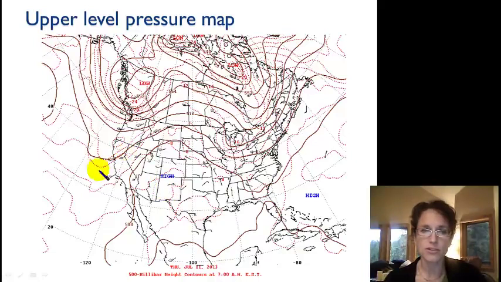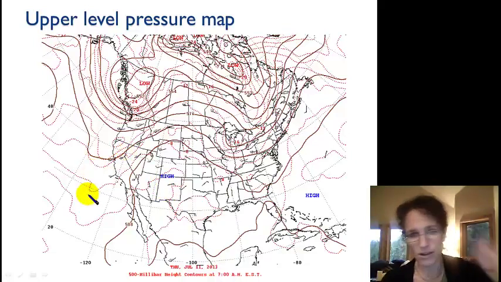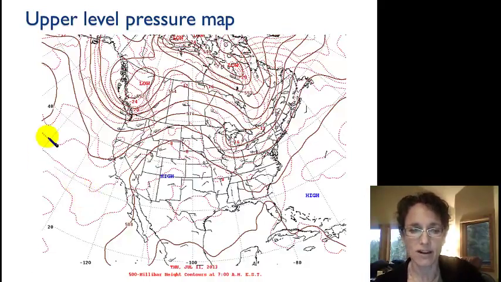So I hope that helps you understand the isobar lines and 500 millibar height lines that we have on surface weather maps and upper level charts. So let me know if you have any questions.